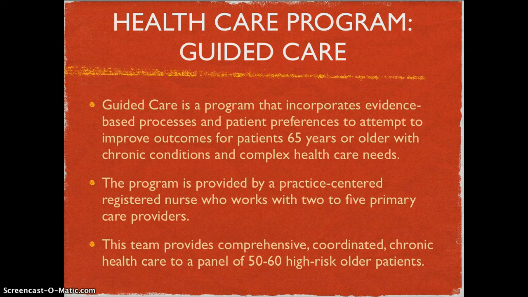It uses best practices in chronic disease management, case management, self-management, lifestyle modification, caregiver education and support, transitional care, and geriatric evaluation and management. It was developed by the Johns Hopkins Bloomberg School of Public Health. It's a program that's provided by a practice-centered registered nurse who works with 2 to 5 primary care providers. She also does home visiting for the client, so it links that clinic to home. The team provides comprehensive, coordinated chronic health care to a panel of about 50 to 60 high-risk older patients.